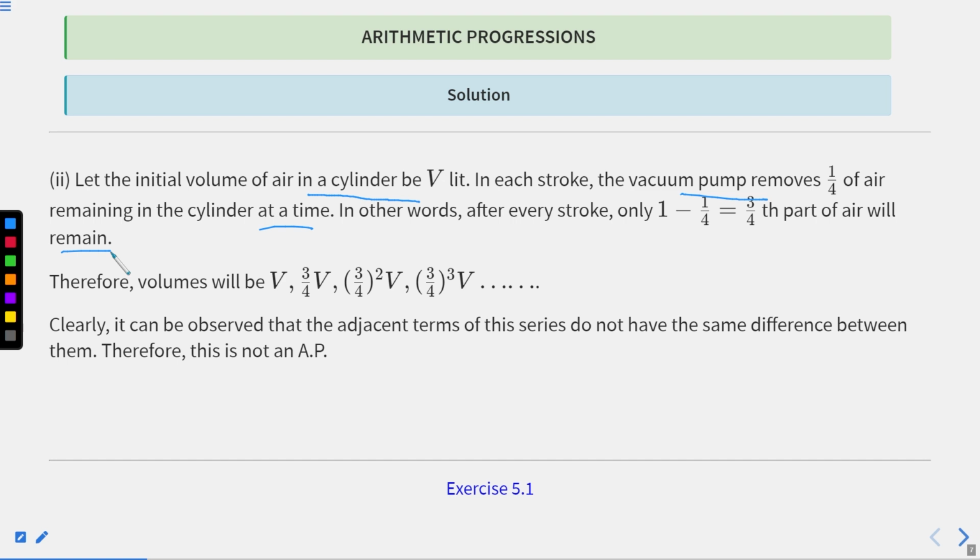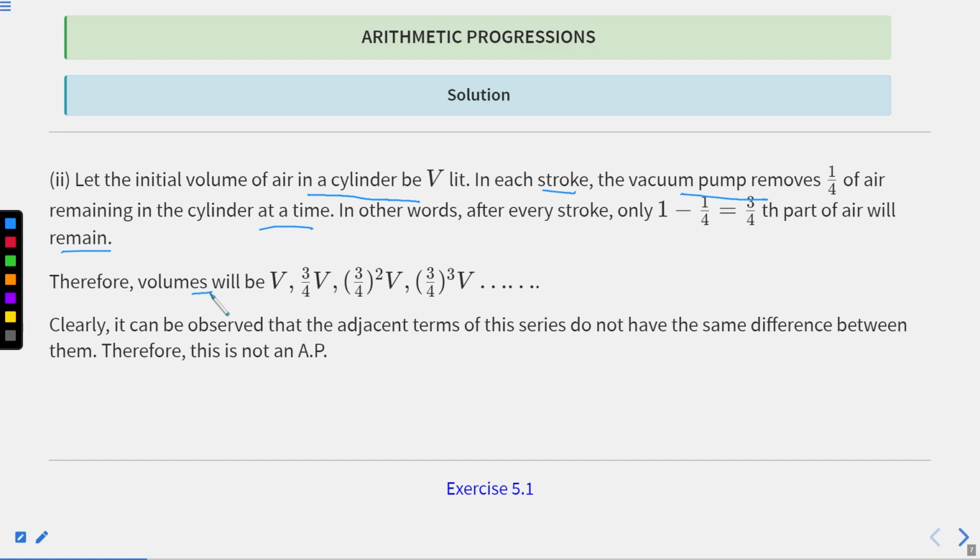So first we let the initial volume of the air in the cylinder be V liters, and we have been given this information: in each stroke, the vacuum pump removes 1/4 of the air remaining in the cylinder. That means after every stroke, only 3 by 4th part of the air will remain. Therefore the volumes will be V, 3 by 4 V, (3 by 4) squared V, (3 by 4) cubed V, and so on.